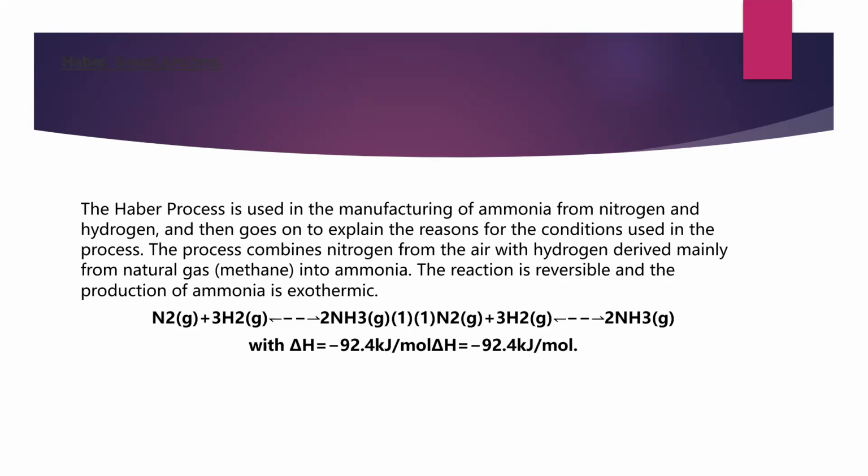The Haber-Bosch process. The Haber process is used in the manufacturing of ammonia from nitrogen and hydrogen, and then goes on to explain the reasons for the conditions used in the process. The process combines nitrogen from the air with hydrogen derived mainly from natural gas methane into ammonia. The reaction is reversible and the production of ammonia is exothermic.